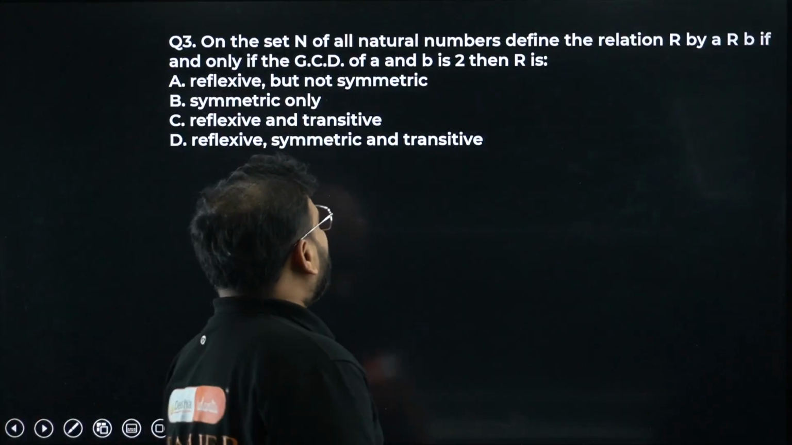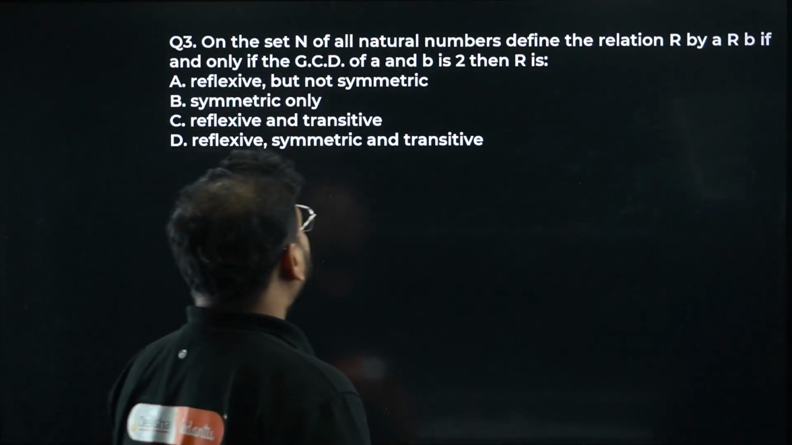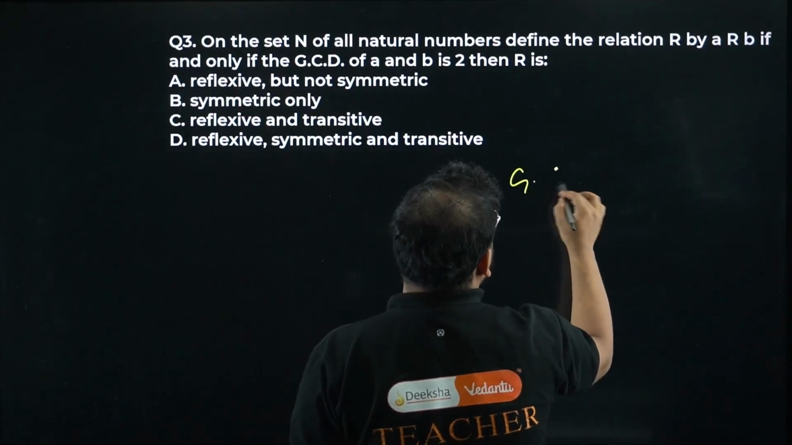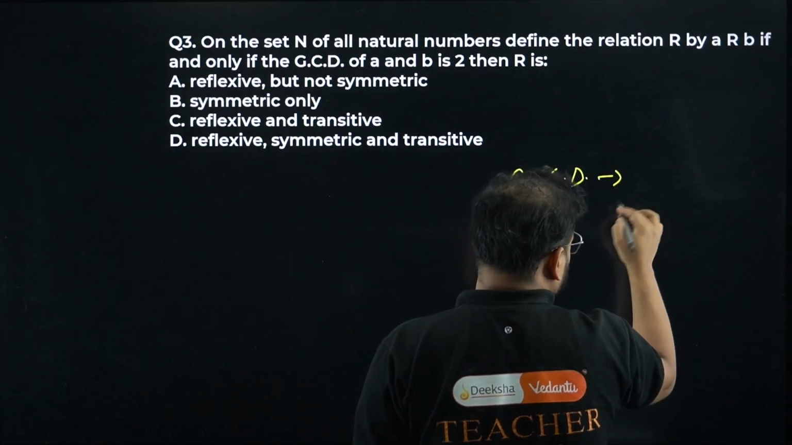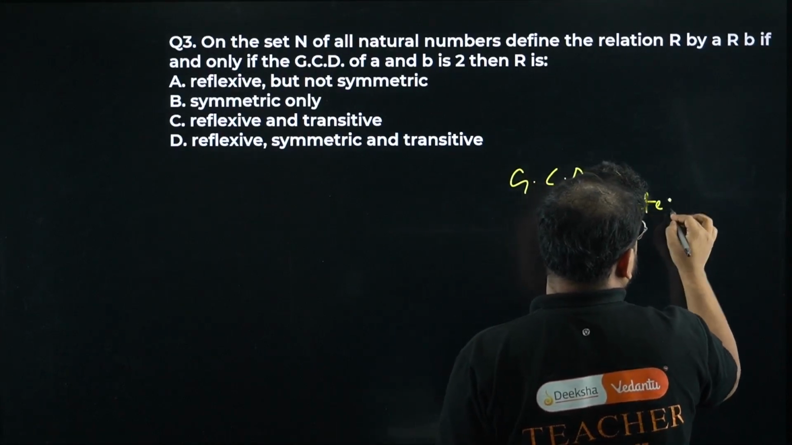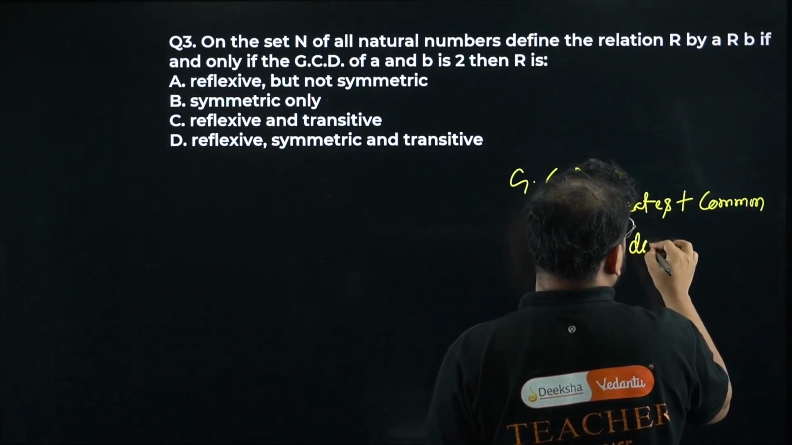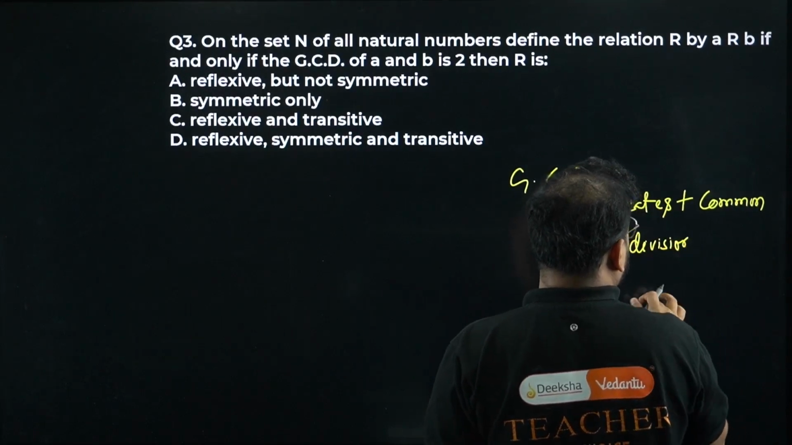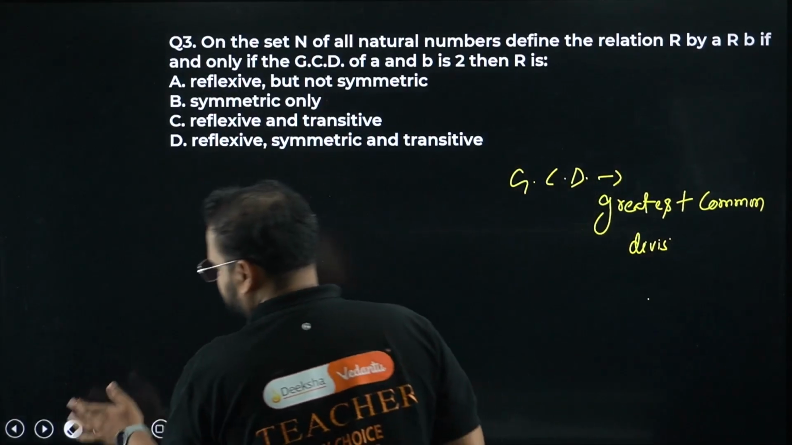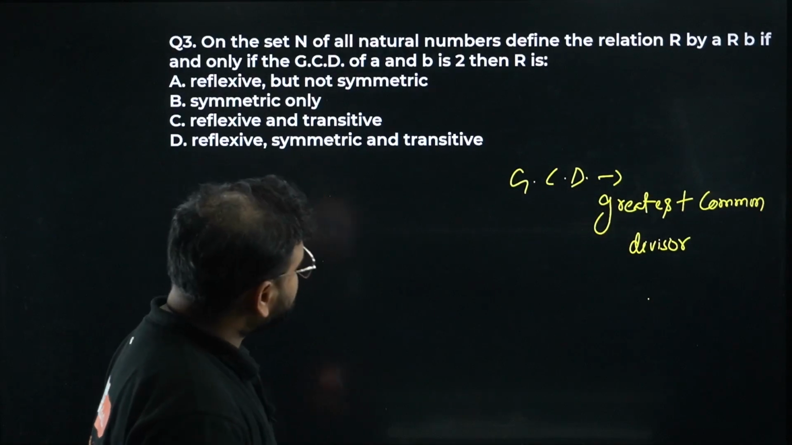On the set N of all natural numbers, define the relation R by A R B if and only if the GCD of A and B is 2. GCD means greatest common divisor, basically HCF, okay? Greatest common divisor. It means greatest common divisor.